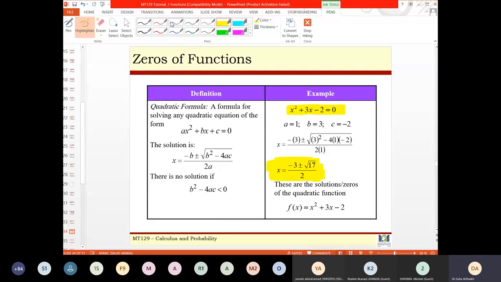So the other way to solve it is using what we call the quadratic formula. We say x equals minus b plus or minus the root of b squared minus 4ac, where a is the coefficient of x squared, b is the coefficient of x, and c is the constant.